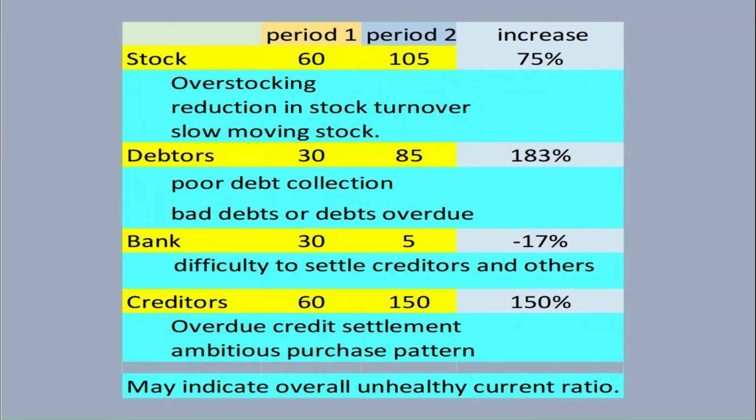Creditors have increased from 60 to 150, that is an increase of 150%. May indicate overdue credit settlement and an ambitious purchase pattern. May indicate an overall unhealthy current ratio.